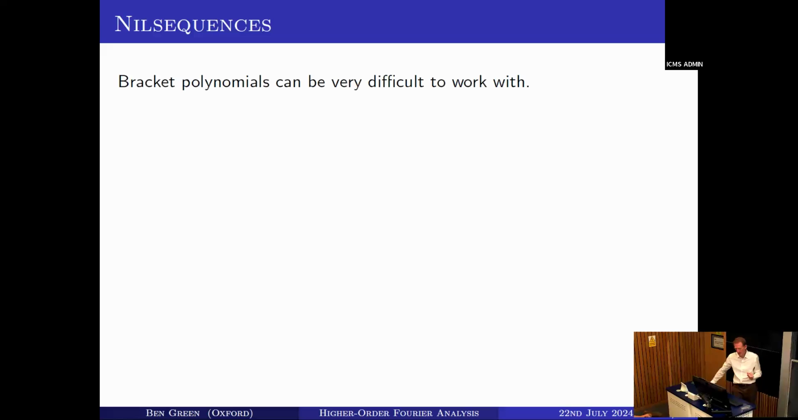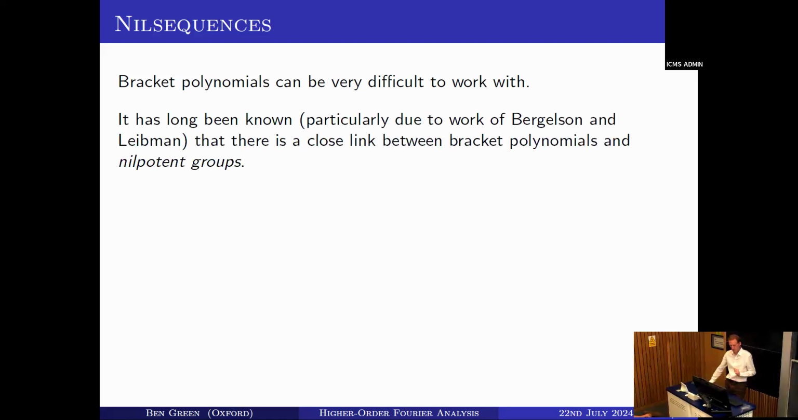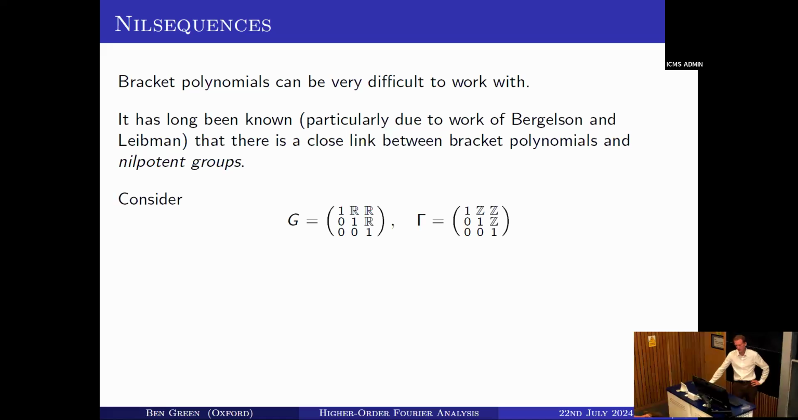But it's very unsatisfactory because these bracket polynomials are very unpleasant to work with. So even understanding what their distribution is, mod 1, can have some unpleasant surprises. They can be very discontinuous and so on. But it had long been known, and particularly the work of Vitaly Bergelson and Sasha Leibman was important here, that when you see bracket polynomials, you should be thinking about nilpotent groups. So there's a very close link between bracket polynomials and nilpotent groups.